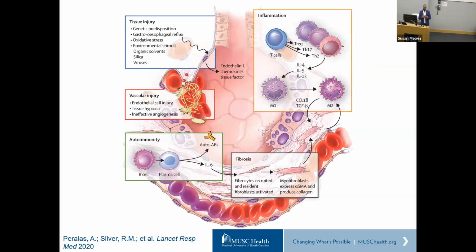So again, talking about the various factors of how the inflammation manifests within the lung, you have tissue injury, you have vascular injury, and you have autoimmunity. Again, all leading to the common final pathway of what inflammation leads to in the lung, be it infection or autoimmune disease, which is scarring. And unfortunately, scarring in the lung at the moment is incurable and irreversible.